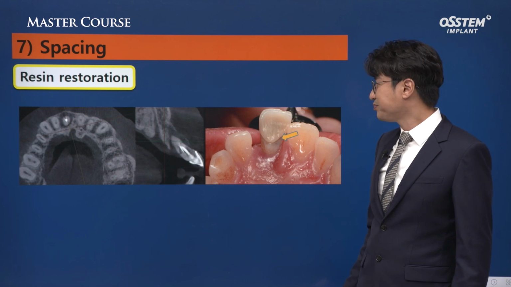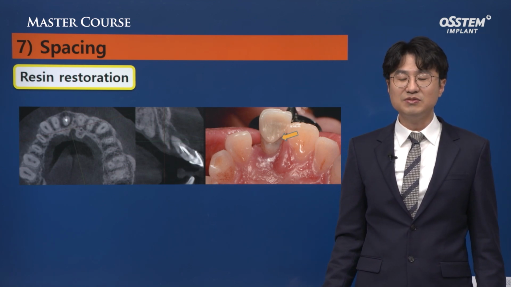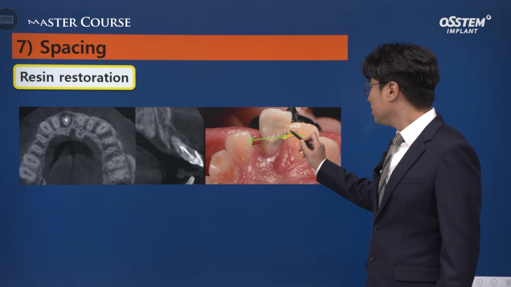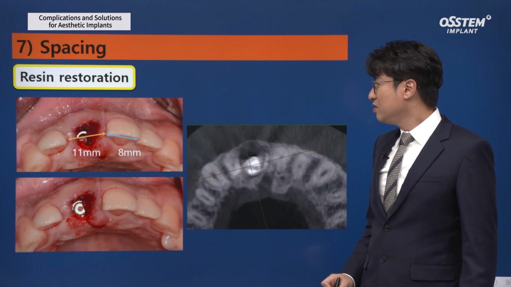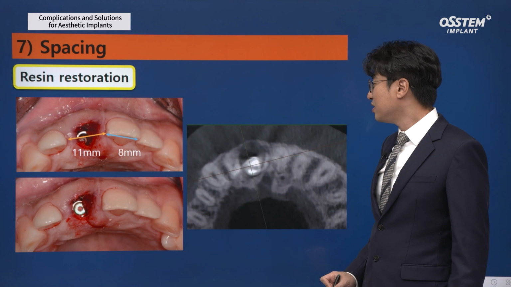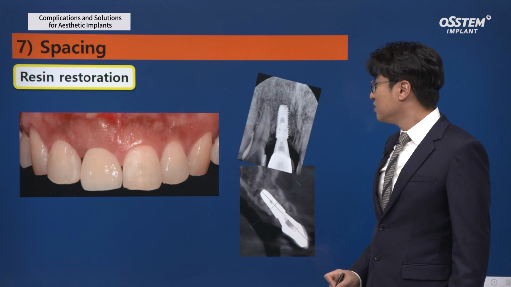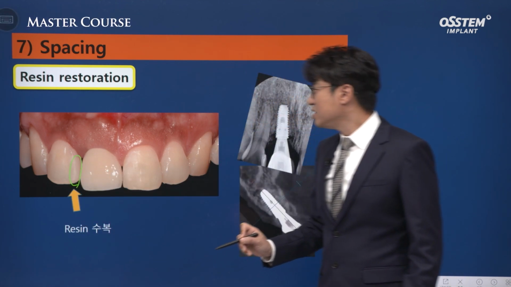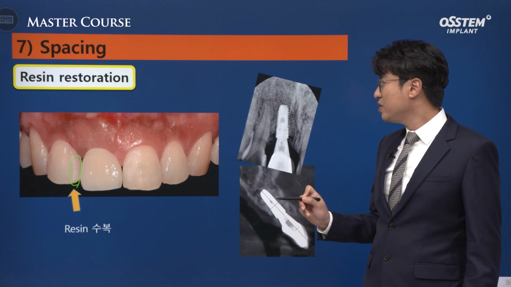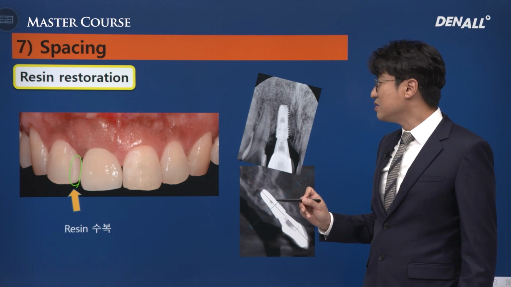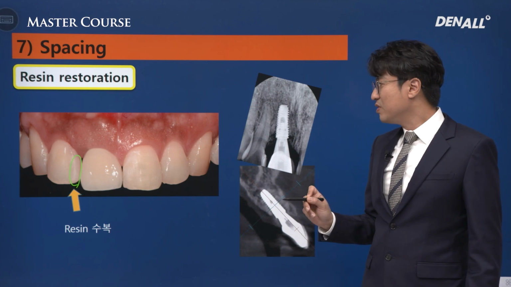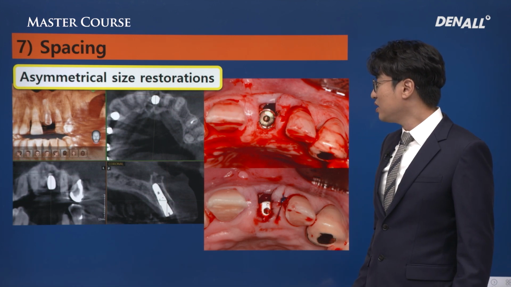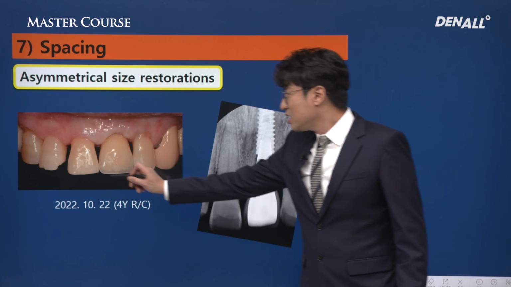Another case, the tooth was extracted because of a periodontal problem. The space is quite large compared to the adjacent teeth. Implant placement was performed with bone grafting, and in the adjacent tooth, resin restoration was provided. Resin restoration in the adjacent tooth can be helpful to close the gap. The resin filling should be considered from the time of planning implant placement, and it should be determined on which side the resin filling would be provided.